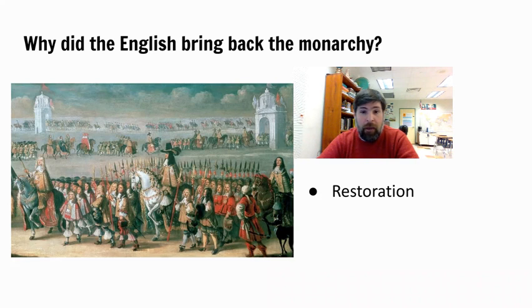They brought the monarchy back because Oliver Cromwell was so unpopular with his outlawing dancing and Christmas. Like, if you want a recipe for being unpopular, outlaw dancing and Christmas. People like those things.